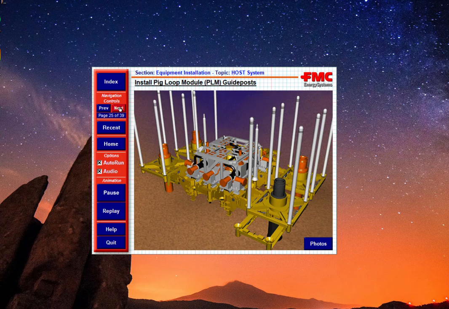The pig loop guideposts are installed from the rig floor via guide wires. The pig loop module is made up at the surface and run on drill pipe and installation slings. The pig loop allows for round-trip pigging of the manifold assembly and flow lines to maintain an unrestricted flow path.